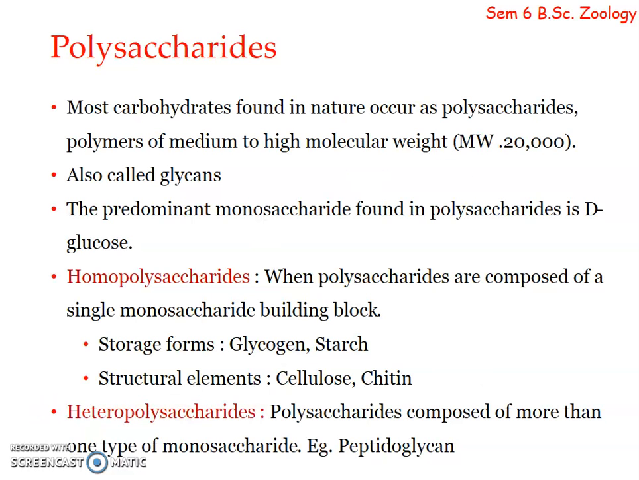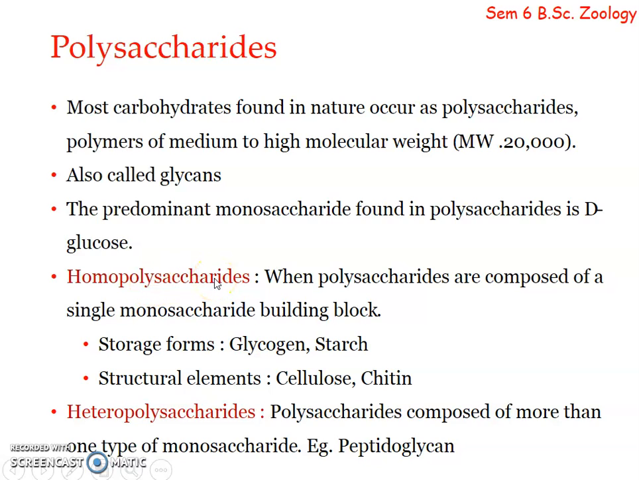Okay, so welcome back to this session on carbohydrates, and we are here discussing polysaccharides. Polysaccharides form the most complex among the carbohydrates, and most carbohydrates present in nature occur as polysaccharides. Oligosaccharides are actually not so abundant. Disaccharides are more frequently found. Polysaccharides are also generally referred to as glycans, and the most predominant monosaccharide found in polysaccharides is D-glucose. So it is the D-glucose form which forms the monomer for the formation of polysaccharides.